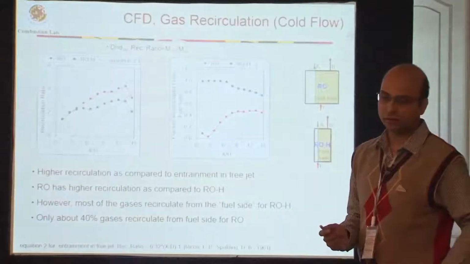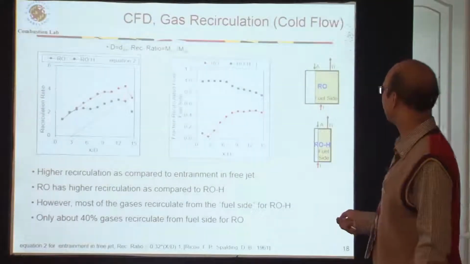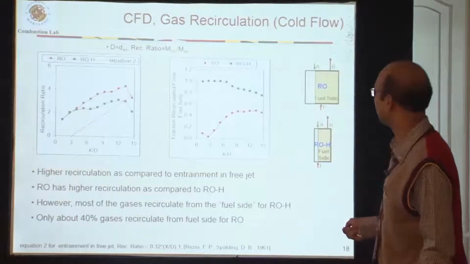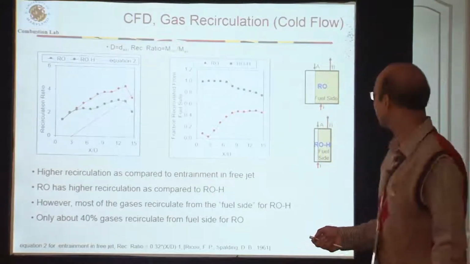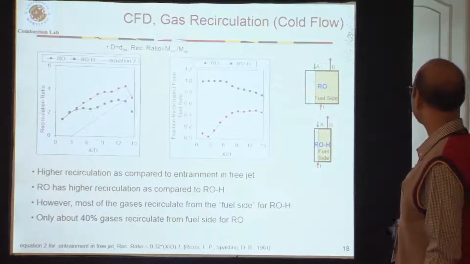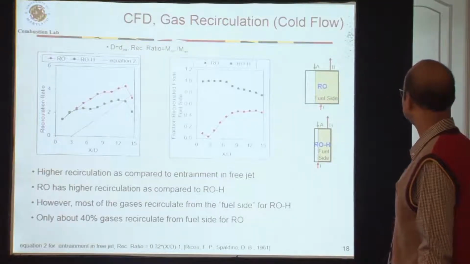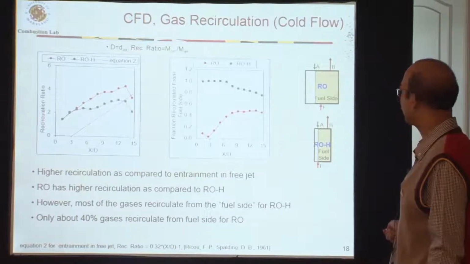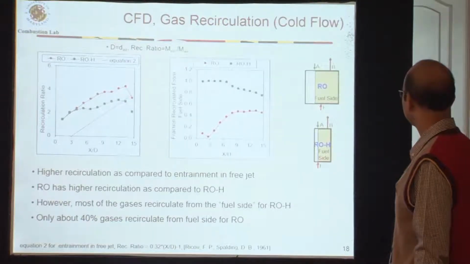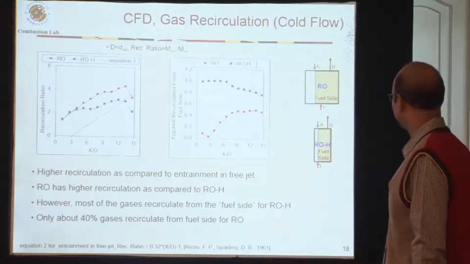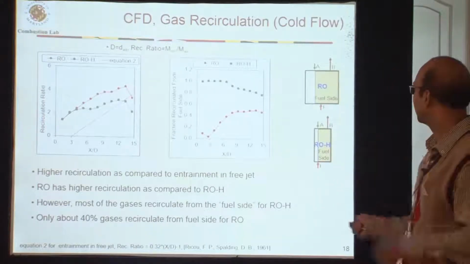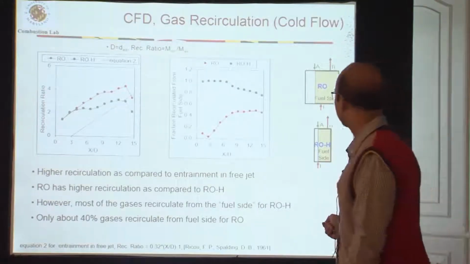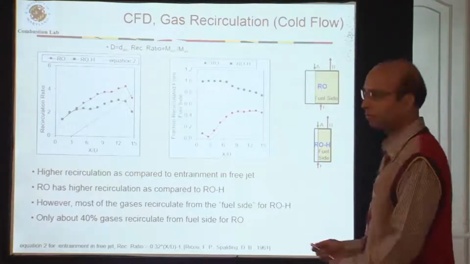And again, for gas recirculation, ROH has a smaller combustion volume, that's why you have lower gas recirculation. But in this configuration, your air jet turns on both sides. So that's why you have a smaller fraction of gases recirculating from the fuel side. But that we can reduce by reducing this dimension, and then most of the gases are recirculating from the fuel side now.